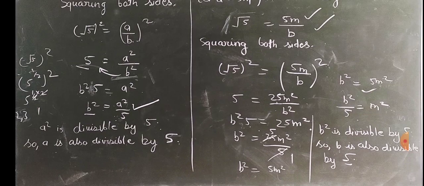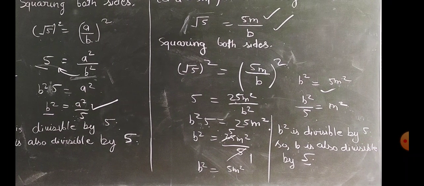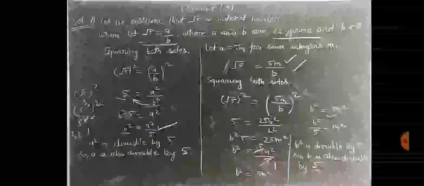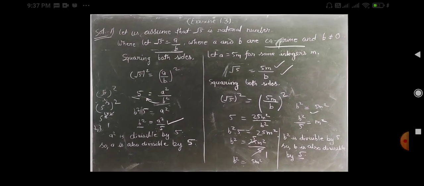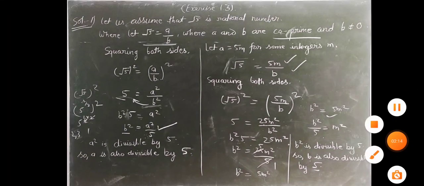B square is divisible by 5. So b is also divisible by 5. So a and b have a common factor, which contradicts the assumption that under root 5 is rational. Here, how can we assume that? So what happened, that contradiction arises.